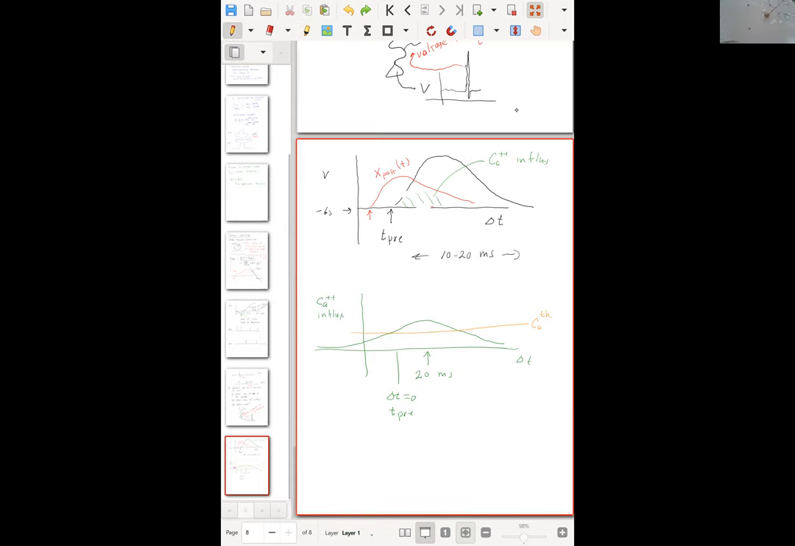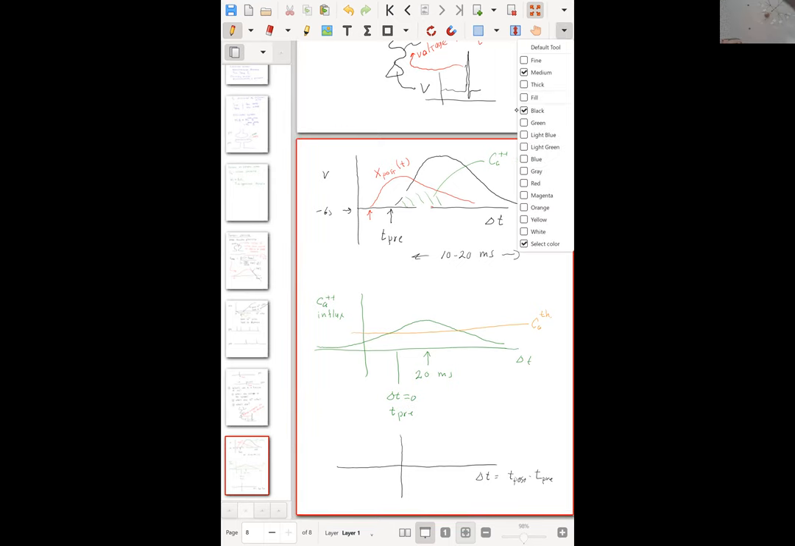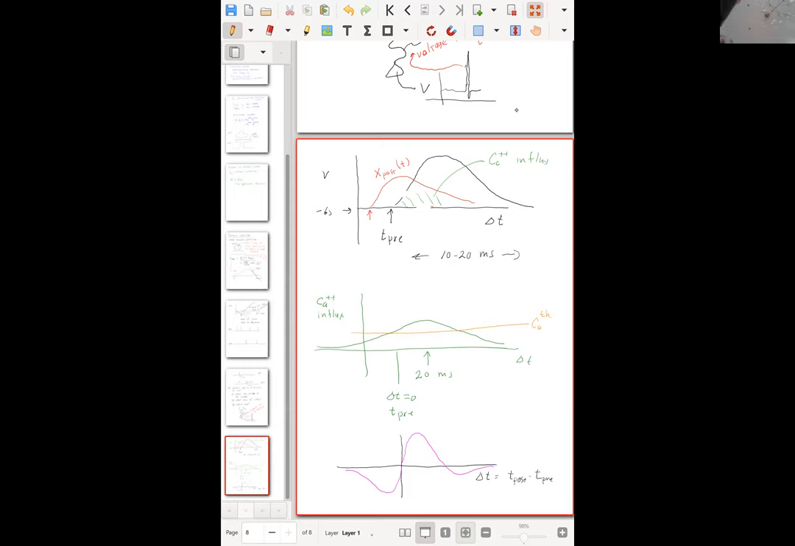So our last plot should be, actually, I'm going to draw the axis centered here. So this is delta T equals T post, time of the postsynaptic spike minus the time of the presynaptic spike. And the way we've drawn it, it's actually negative here. So it looks like this. Goes down, some value, goes up, some value, then dips down and goes like this. Okay. And of course the details matter. If you put the calcium threshold high or low, you'll get different shapes. But it's kind of interesting.